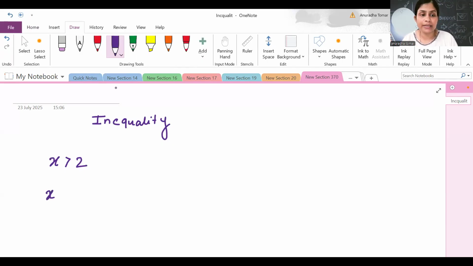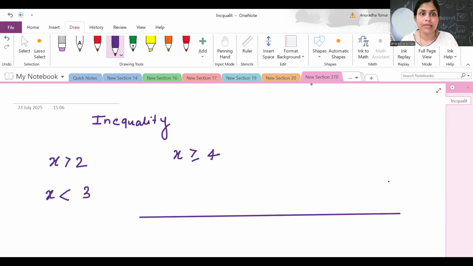Similarly, if I say that x less than 3, that means all the values that are less than 3, it will include 0, 0.1, negative values as well. Now if I write x greater than or equal to 4, then it means, of course, greater than 4, but equal means it has 4 also. So if I represent that on a number line, how do I represent all of these?